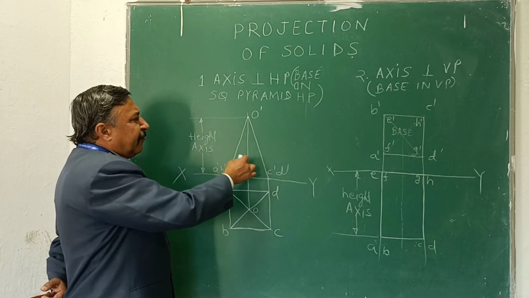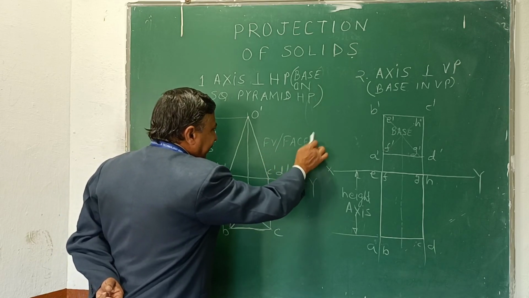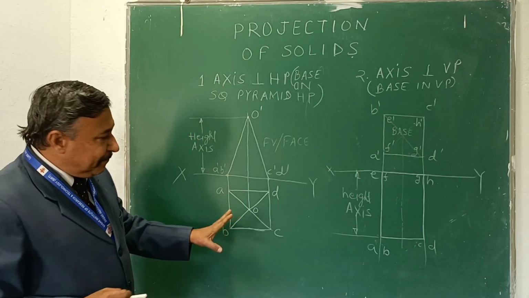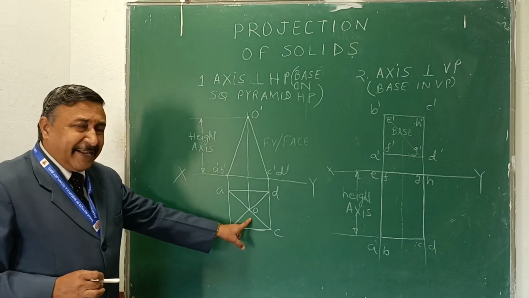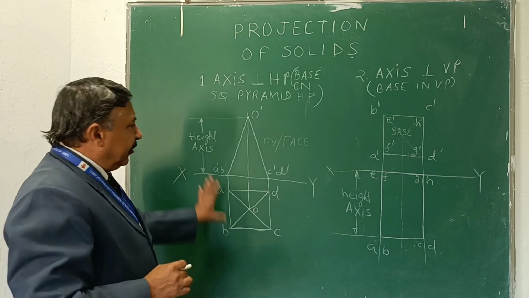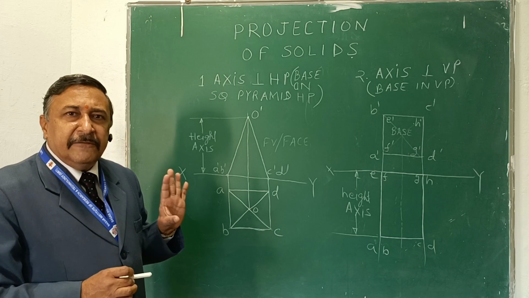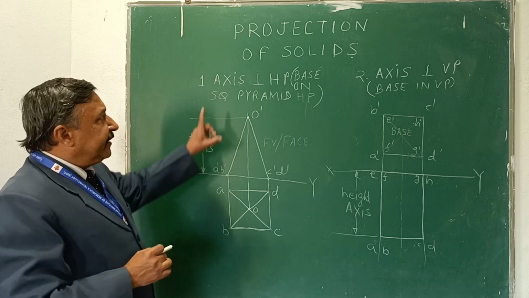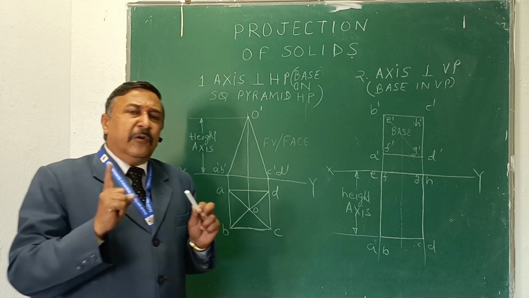So this is the front view or face of pyramid. This is the face of prism. This is the base of pyramid, and this is the base of prism. So see the difference, and it is very clear, removing all your confusions: how we draw prism and how we draw pyramid. And these are two basic positions, that is axis perpendicular to HP and perpendicular to VP.